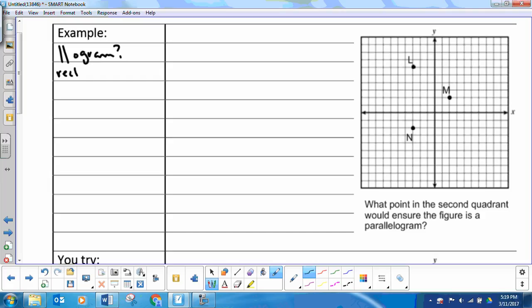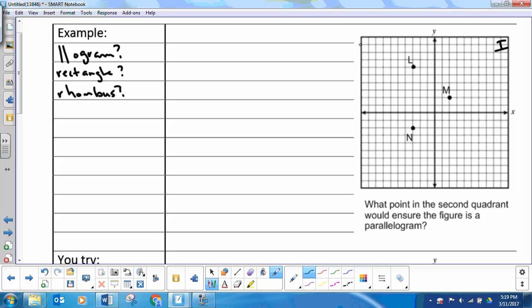Do we have a rectangle? Is this more than just a parallelogram? Or is it a rhombus? Of course, if it has both the rectangle and the rhombus requirements, it would be a square like the last figure we talked about. So let's look at our quadrants again.